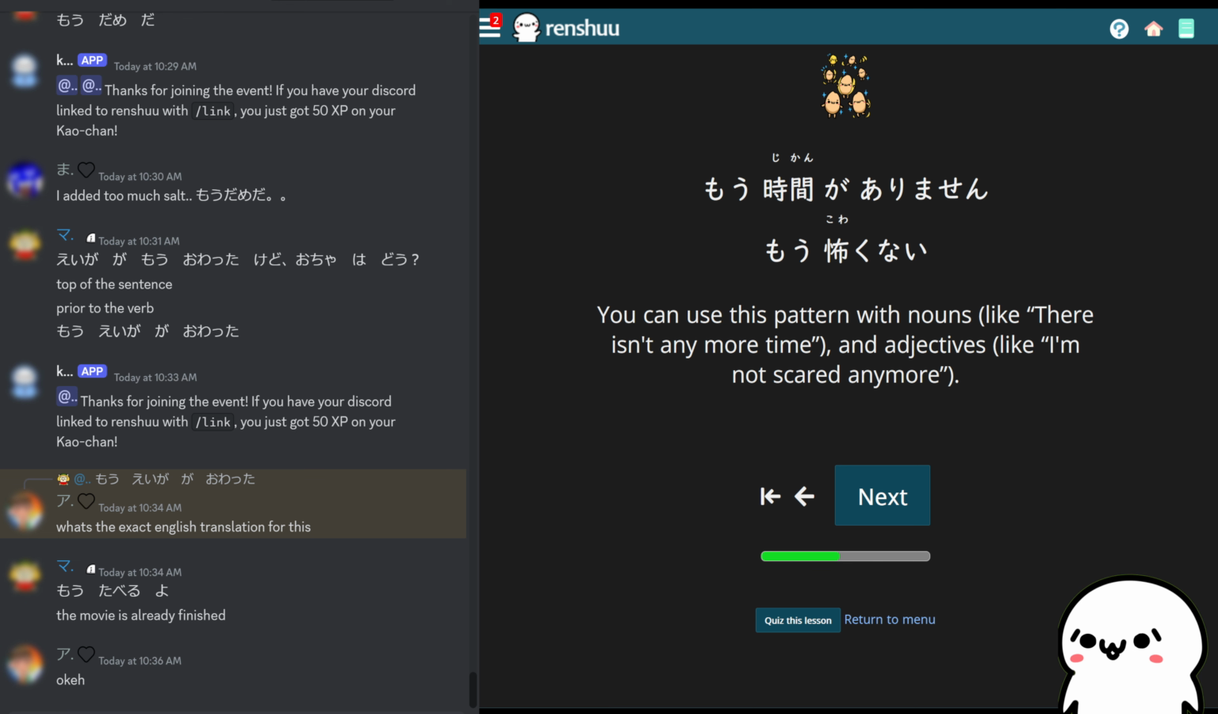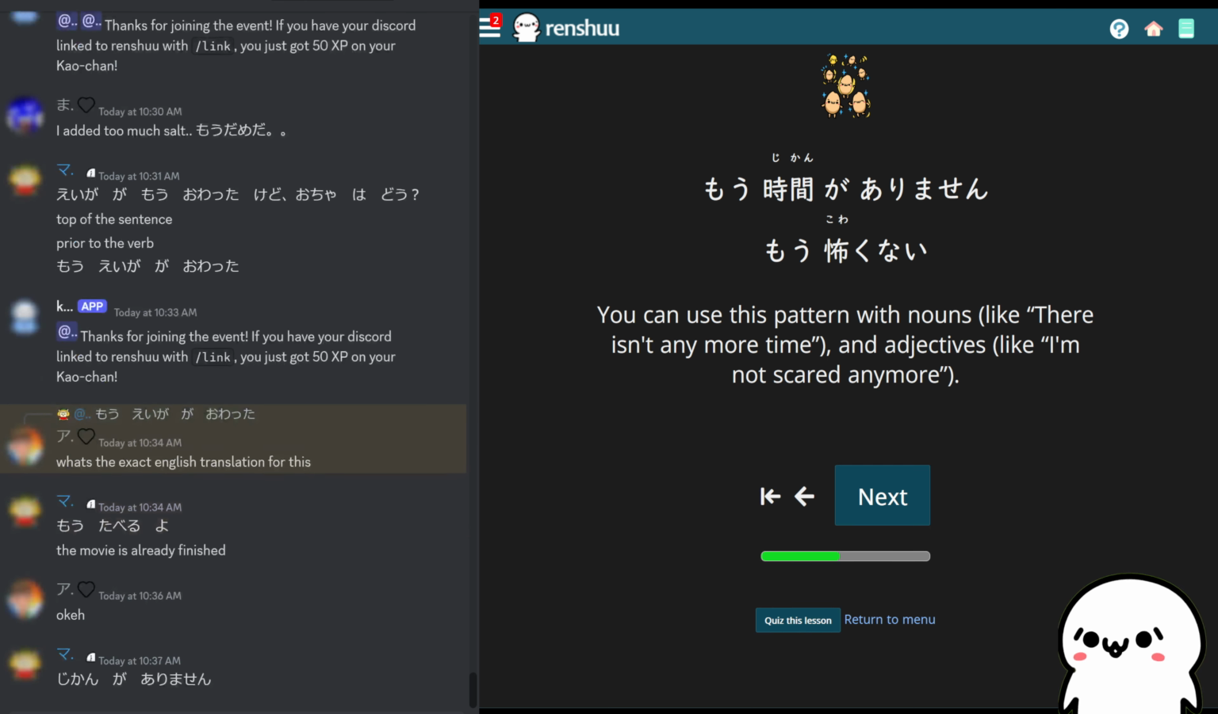One, you can use it with nouns. This isn't really a noun because we still have the arimasen at the end. But we can say, oh, there's no more time. There's no longer any time. So again, how does that change from this sentence? Jikan ga arimasen. That just means we have no time. Mo jikan ga arimasen. That means we had time before, but we don't anymore. Again, it's focused on that shift, that change of state from before to now.